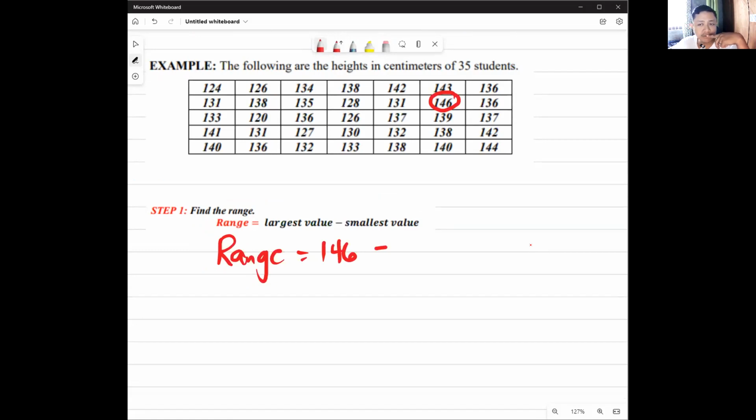The smallest value is 120. Very good. So 146 minus 120, the answer is, type the answer please in the chat box. 146 minus 120 is 26. Very good. Okay, see? It's quick. Next is to determine the approximate number of classes.